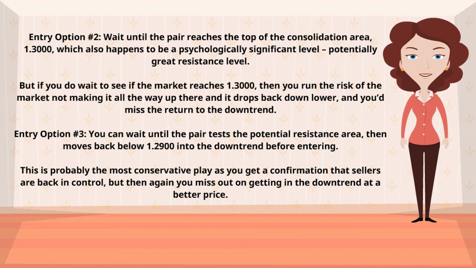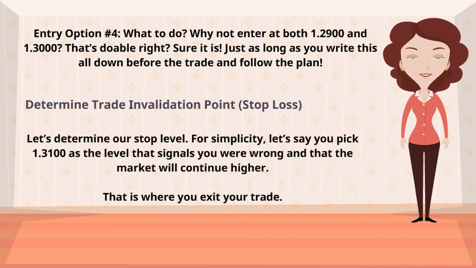the downtrend. Entry option number 3, you can wait until the pair tests the potential resistance area, then moves back below 1.2900 into the downtrend before entering. This is probably the most conservative play as you get a confirmation that sellers are back in control, but then again you miss out on getting in the downtrend at a better price. Entry option number 4, what to do? Why not enter at both 1.2900 and 1.3000? That's doable, right? Sure it is. Just as long as you write this all down before the trade and follow the plan.